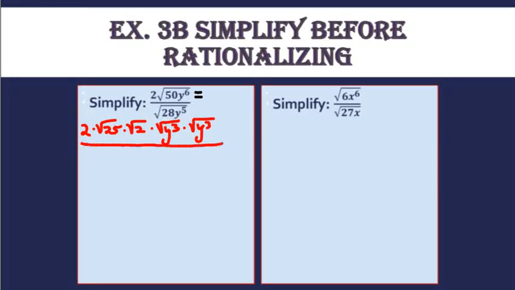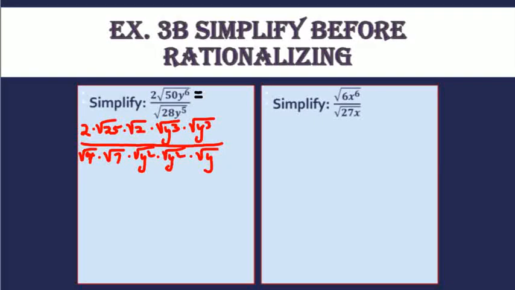The denominator, square root of 28, that's the same thing as saying the square root of 4 times the square root of 7. And then the square root of y to the 5th, I can break that down as square root of y squared times the square root of y squared times the square root of y. Because y squared times y squared is y to the 4th. Y to the 4th times y is y to the 5th. When you multiply like bases, you add the exponents.